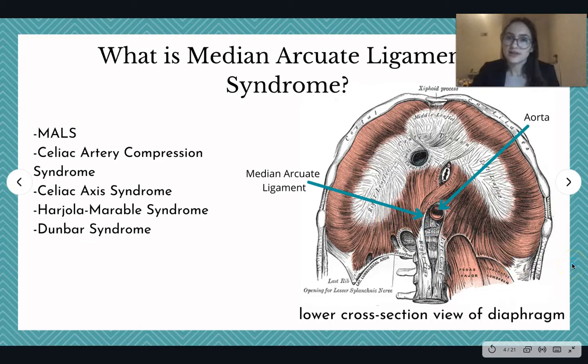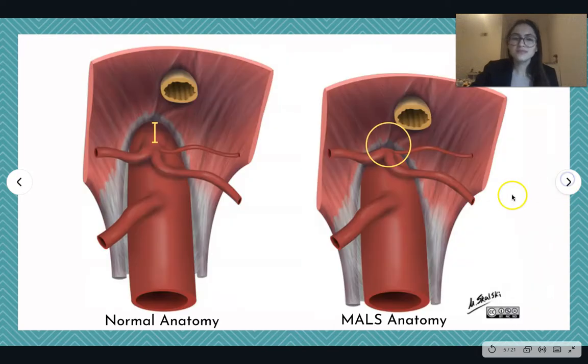Here's a lower cross-section view of the diaphragm. We can see here's the aorta descending out of the diaphragm, and this ligament that wraps around it is the median arcuate ligament. If we take a look here, we can see that in a normal person's anatomy, the median arcuate ligament has a distance from the base of the celiac artery. If we look in MALS anatomy, we see that this ligament actually presses against the celiac artery.